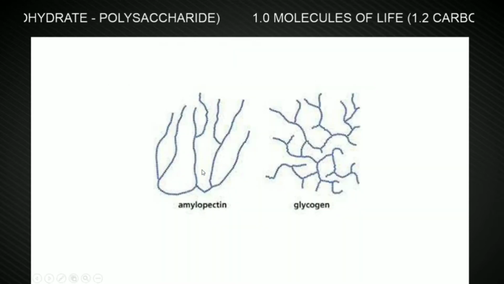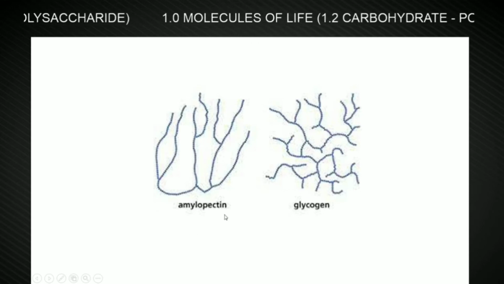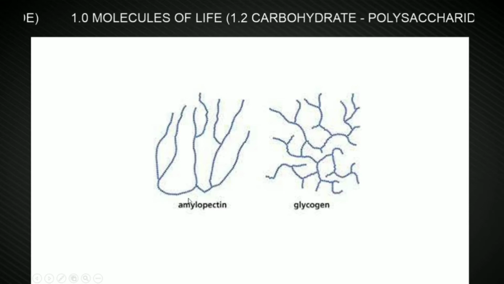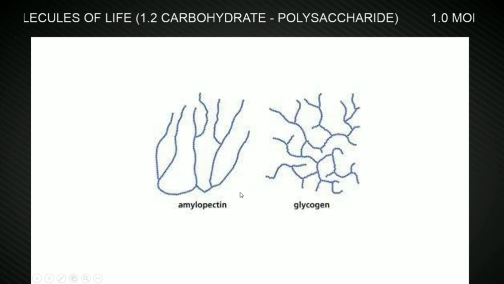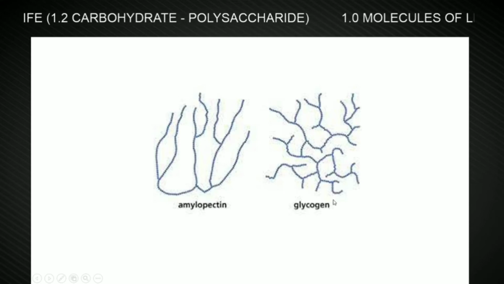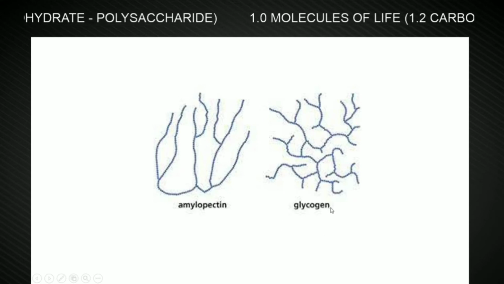So to make it easy to compare with amylopectin, look at the structure. The branch is not that much compared to the glycogen. So that's why we said amylopectin is a branched chain. Glycogen is highly branched or has excessive branch.